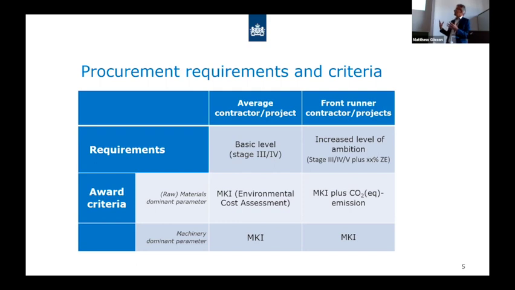On the contractor and project level, we distinguish the average contractors, or the average projects that have to fulfill the basic level of requirements, and there are front runners which can apply for contracts with an increased level of ambition, and also the award criteria are a little different for those two categories of contractors and projects.